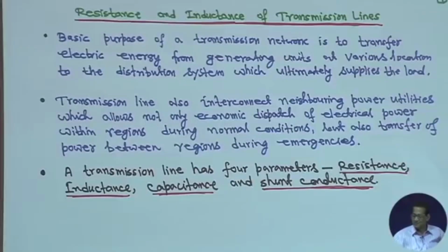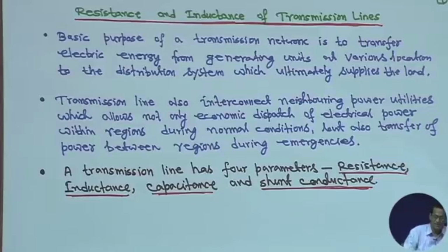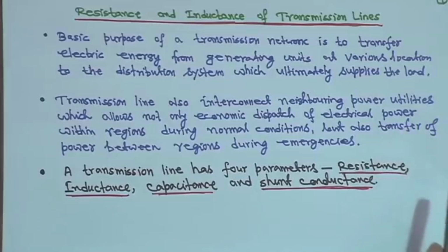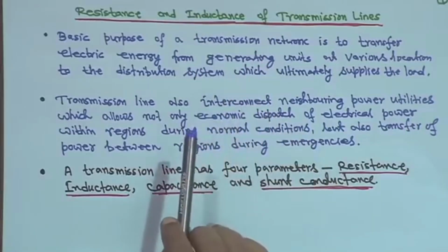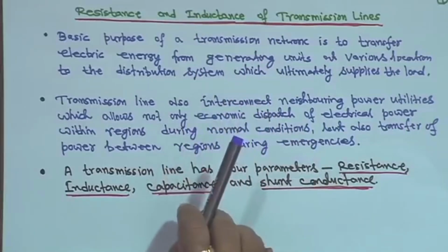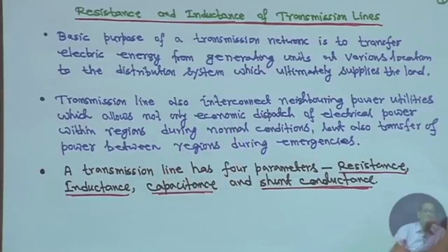First we will see the resistance, then we will see the inductance, and then we will see the capacitance of the transmission line, right. So these are the common things for this power system course. And so the first thing is that we will start from the resistance and inductance of transmission lines. After that we will see the capacitance.